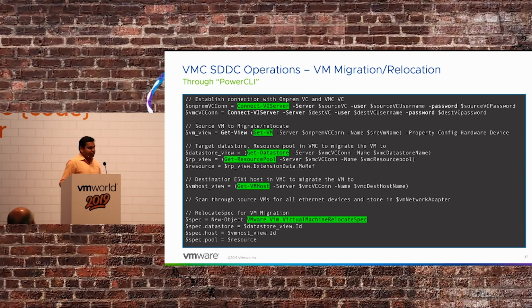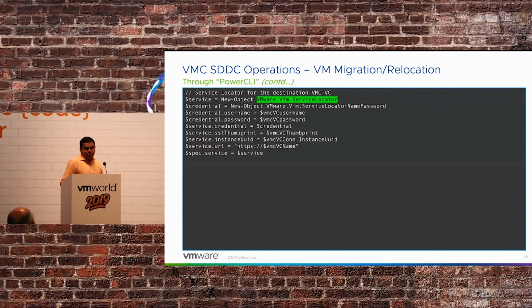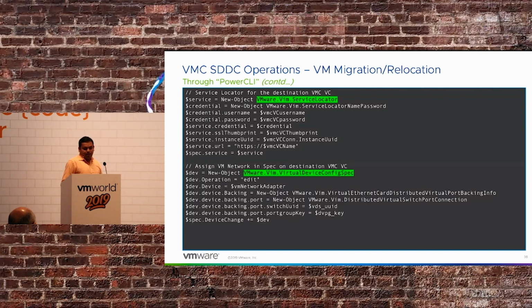And then construct the virtual machine relocate spec by passing in all these details, right? And then we will construct the service locator of the destination cloud vCenter server. Here I pass the credentials, URL, instance UID, and thumbprint of the cloud vCenter server, right? And then here I'll do the network mapping so that once the VM is migrated to the cloud, it stays in the network, right? And then eventually I'll invoke the relocate VM task by passing in all these details, right? It returns a task reference using various vSphere task APIs. You can monitor the progress of the relocate VM task, right?